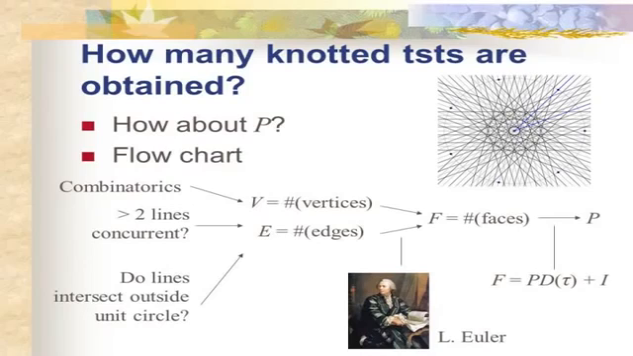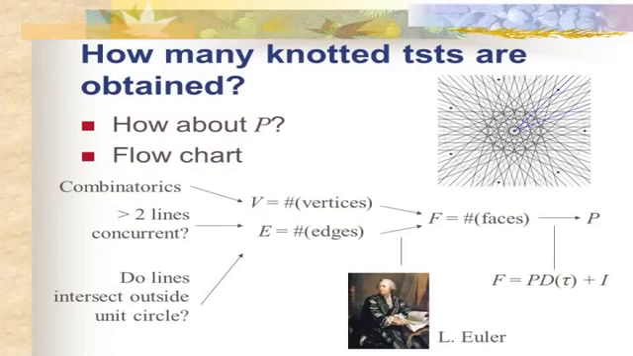And how about P? Well, P is much more complicated, but we can use a lot of results to find the general formula for P. Using this formula, we can calculate the number of P from the number of faces in the graph. And due to a result of Euler, we can calculate the number of faces from the number of vertices and edges in the graph. And for the number of vertices and edges, we have to use some combinatorics.